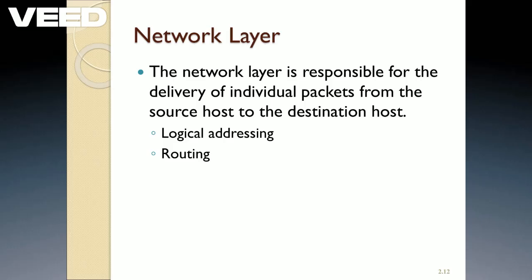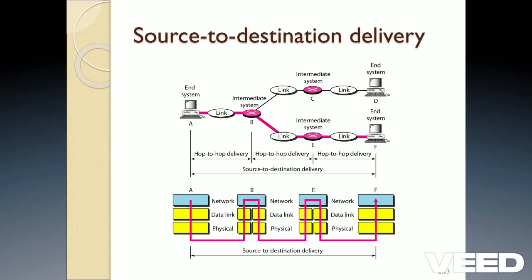Suppose a particular device enters into the network, it needs an IP address, and that assigning of IP addresses is handled by the network layer. And the next one is routing. After assigning the IP address, it has to properly route the packets to the destination. Those functions are carried out by the network layer. First one, source to destination delivery. So it establishes a complete path from the source to destination.